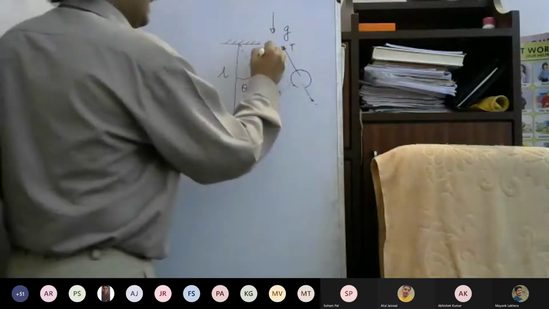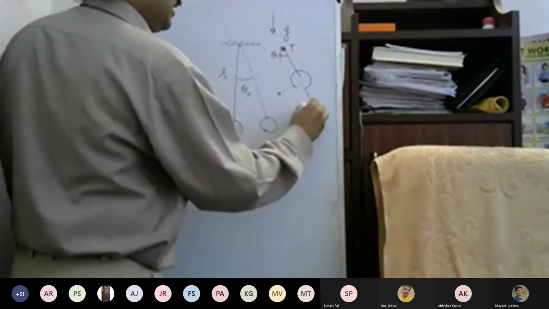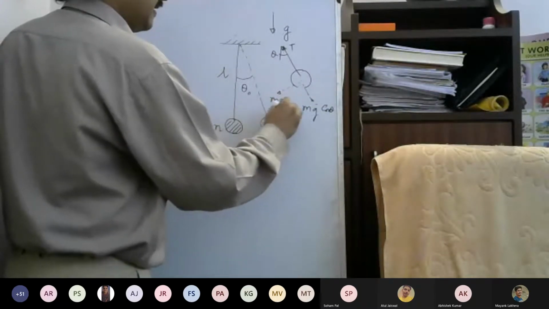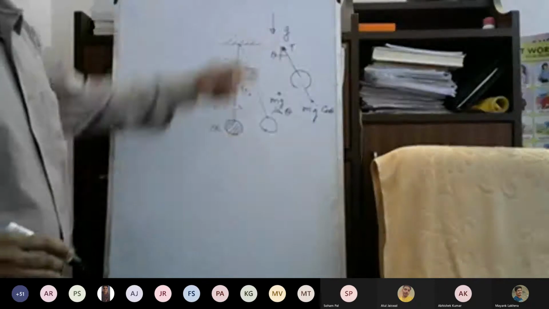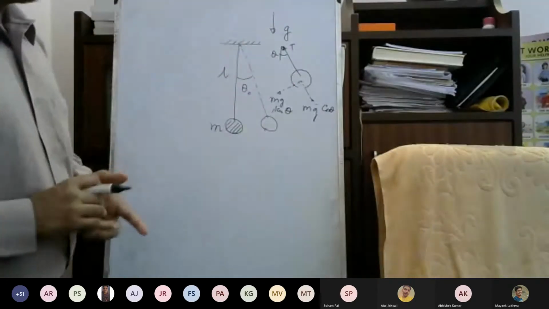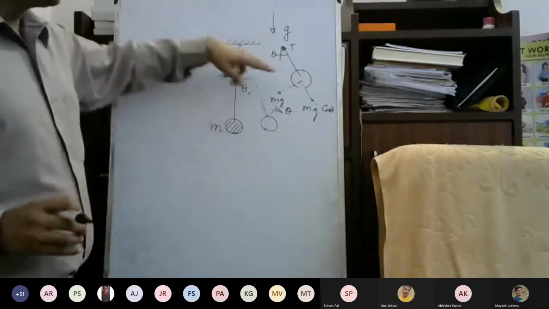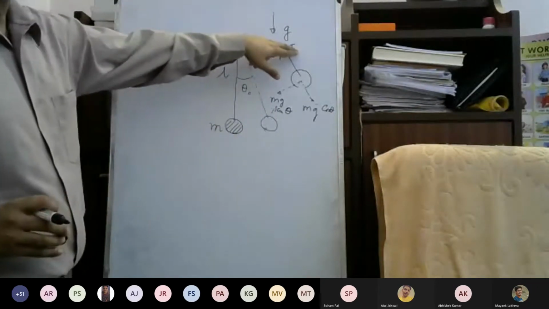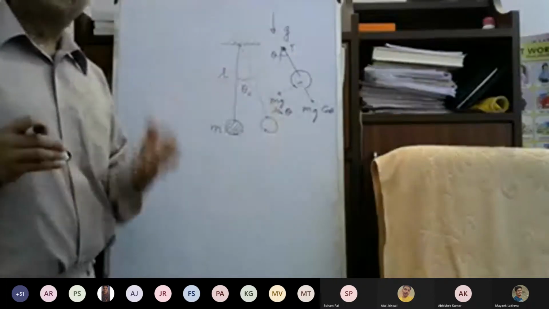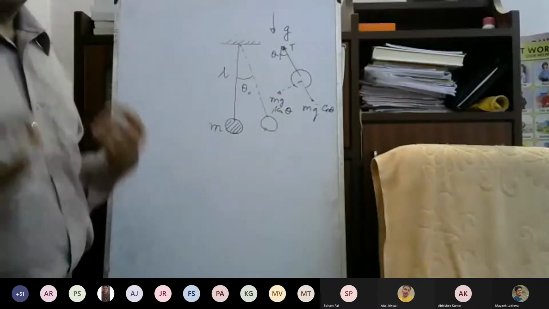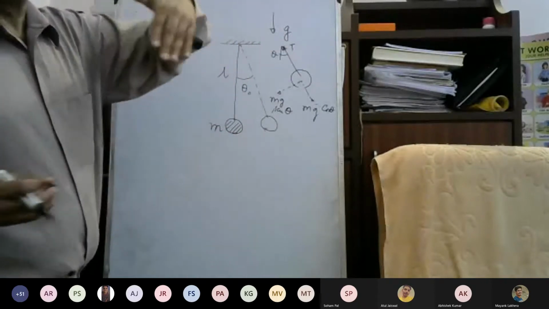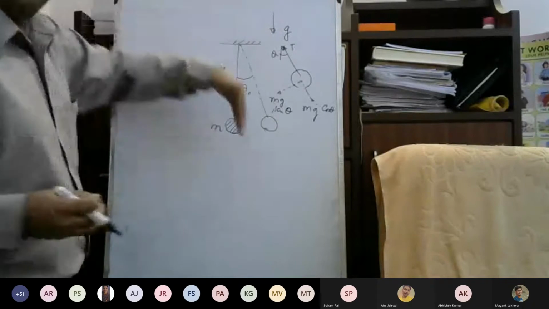For any angle theta, this will be mg cosine theta, and this will be mg sine theta. Now you see that this mg cosine theta, because this string is inextensible, so tension is acting like a restraining force or the constraint force. Now the constraint force is a force which will be adjusted automatically within itself, so that the particular constraint is satisfied. This is an example of a constrained motion.